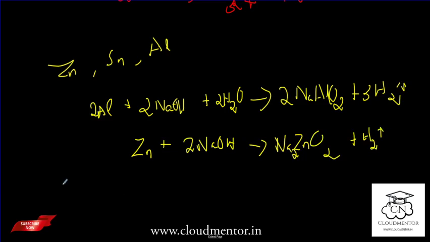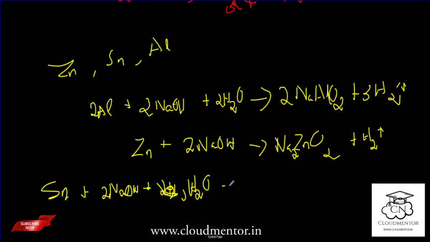And in the case of tin, it reacts with dilute NaOH plus H2O, giving Na2SnO3, and we will get the hydrogen as the byproduct.